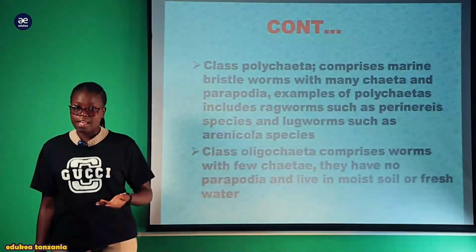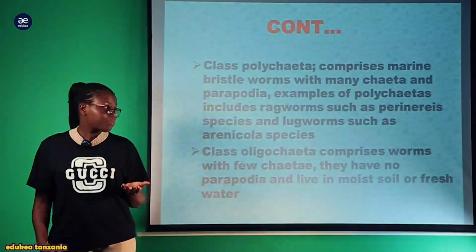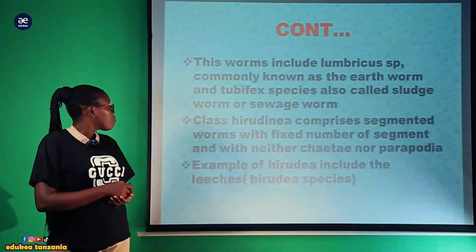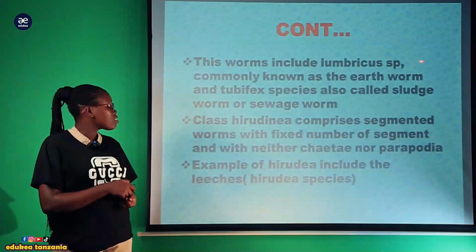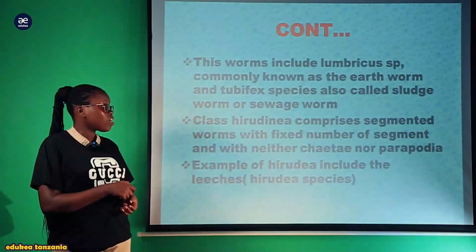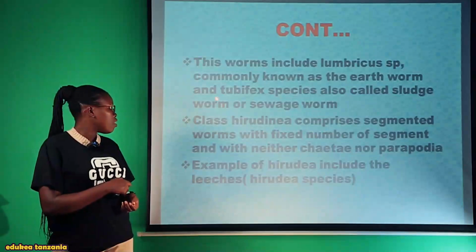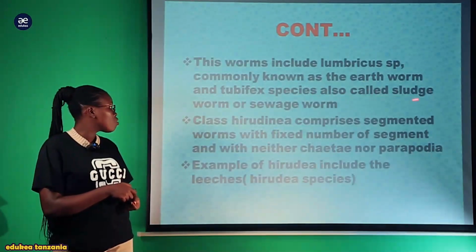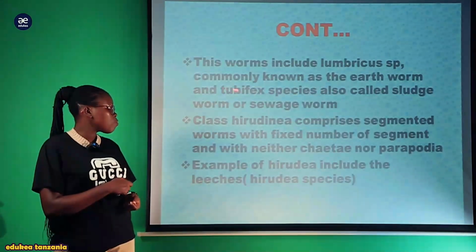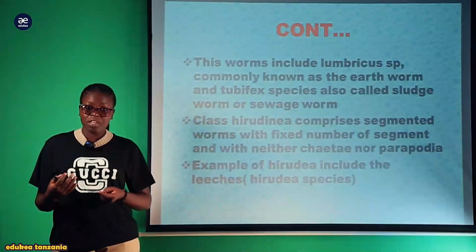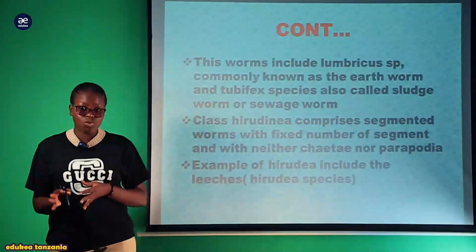So Hirudinea sasa yeye anakuwa hana zote. This class includes the Lumbricus species commonly known as earthworm. Earthworm is very common. Na vile vile tuna Tubifex species also called sludgeworm or sewage worm. So Tubifex inapatikana katika maeneo yenye uchafu, kwa mfano maji ya chooni and so forth.